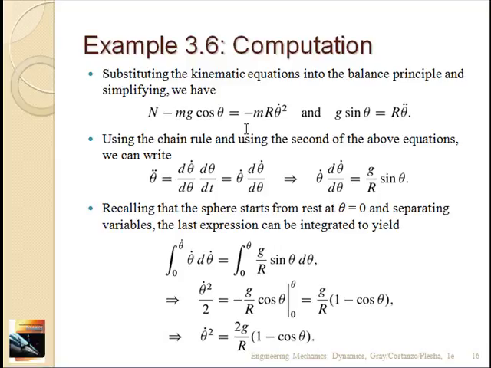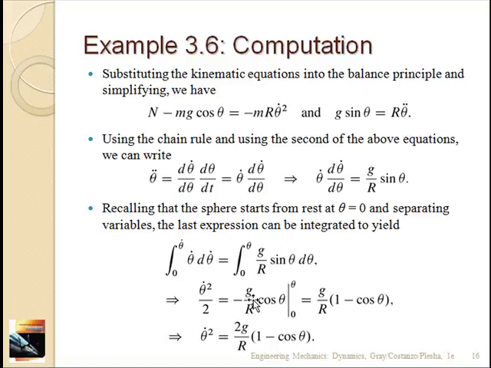So now we can integrate these things, okay? So the integral from 0 to theta dot of theta dot d theta dot is the integral from 0 to theta of g over r sine of theta d theta. It's just integrating both sides of this equation. So theta dot squared over 2 is minus g over r cosine theta evaluated from 0 to theta, which is g over r times 1 minus cosine theta. So this gives you theta dot, the angular velocity, as a function of theta.